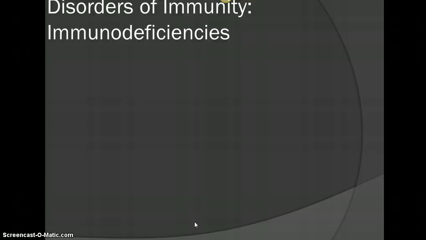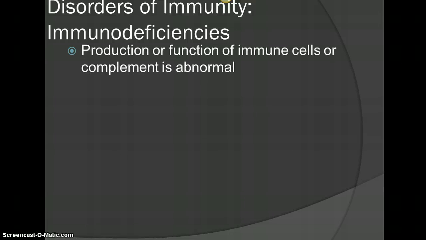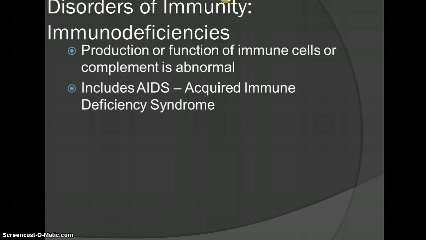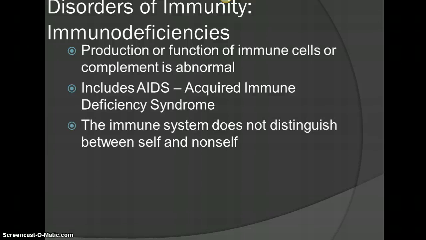The last part we need to talk about is some of the disorders. And so immunodeficiencies. Any kind of immune disorder is where the function of immune cells or the complement, which is a chemical, is abnormal. This does include AIDS. AIDS is actually called acquired immune deficiency syndrome, and it's basically breaking down your immune system. And so any of these immunodeficiencies is when the immune system does not distinguish between self and non-self.